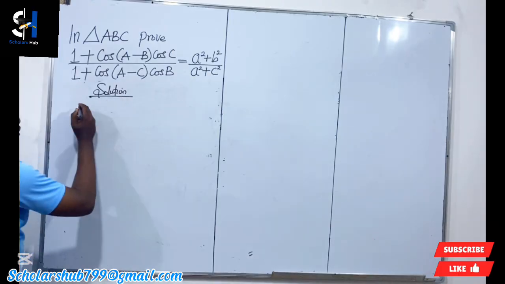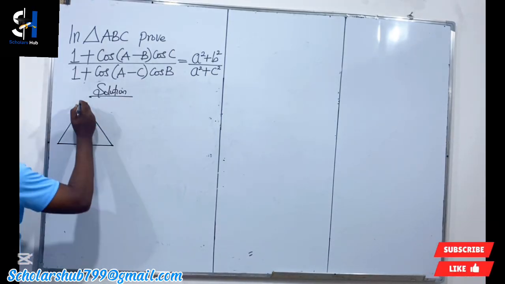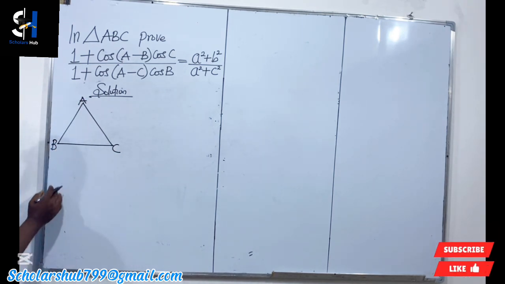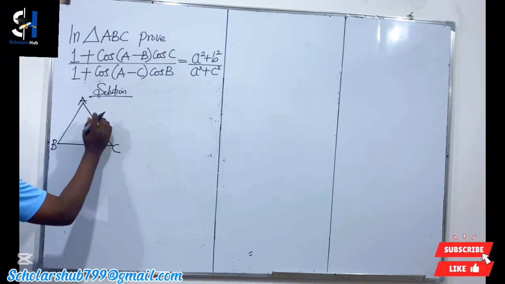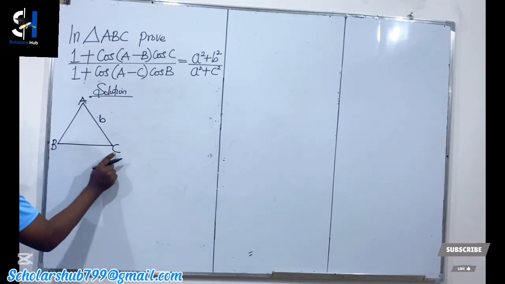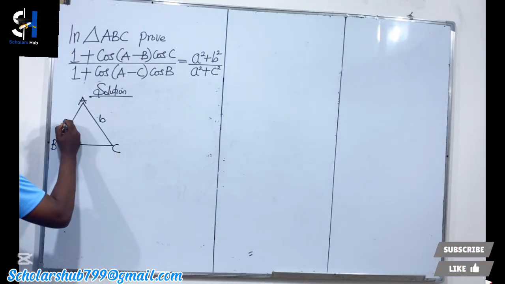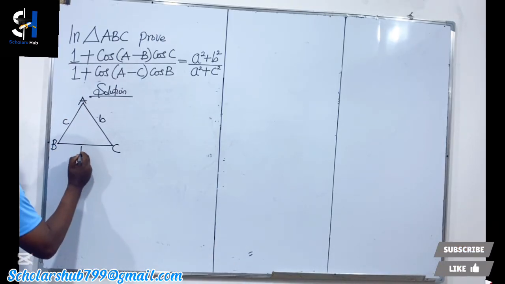Okay, so we are given a triangle ABC. Opposite B will be side AC, which we can represent with lowercase letter b. Opposite C will be side AB, which we can represent with lowercase letter c. Opposite A is side BC, which can be represented with lowercase letter a.